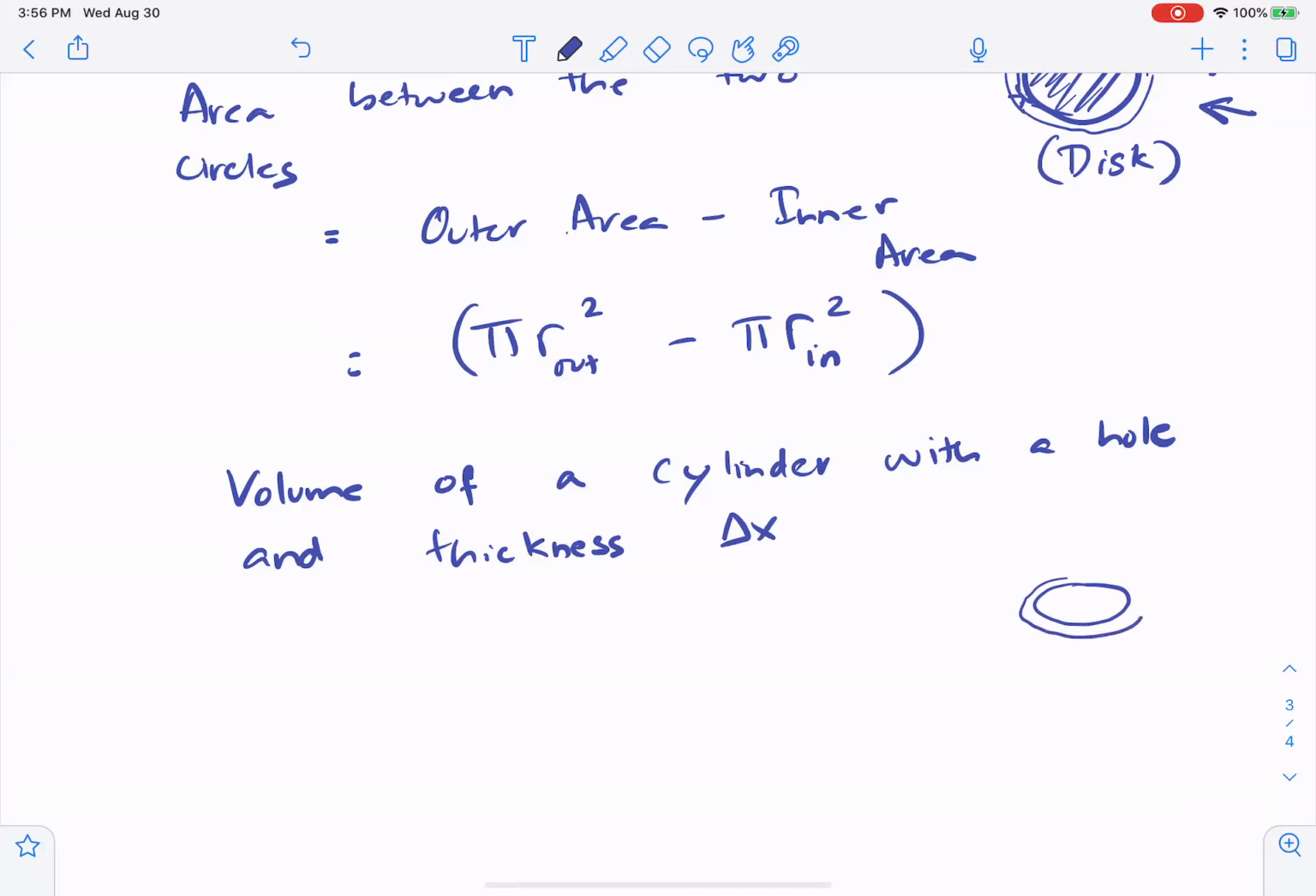Oh, this is doable. Okay, looking at a cylinder. I've got a cylinder with a hole in the middle, and that hole goes throughout. I want to know the volume. Jaden says the area between the two circles multiplied by the thickness. Very good. So I can simply write it as pi outer radius squared minus pi inner radius squared, multiplied by thickness.